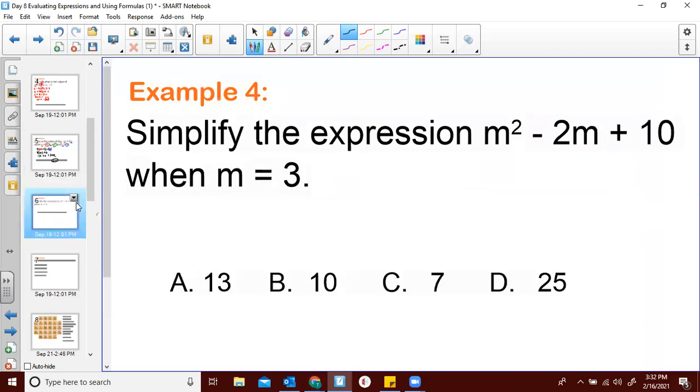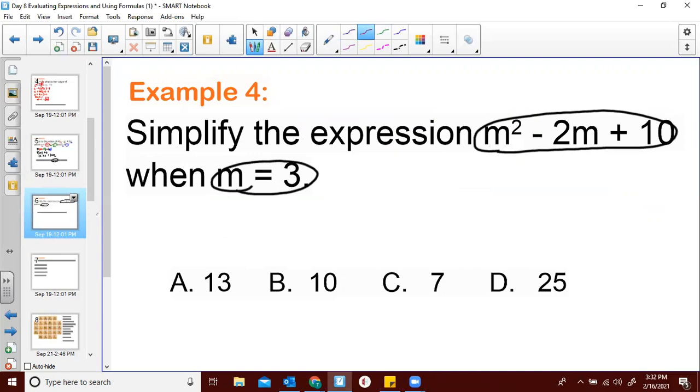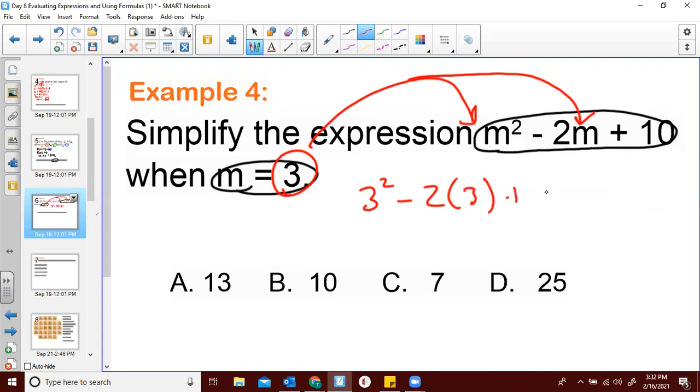All right, then we come here. Again, you could just plug this in Desmos and then plug this in Desmos, and it's going to give you your answer. Or I know that everywhere there's an m, I'm going to put a 3. So what I'm going to have is 3 squared minus 2 times 3 plus 10. Well, order of operations, 9. I can do my multiplication here. And it's just left to right. 9 minus 6 is 3 plus 10, and that's going to be 13.